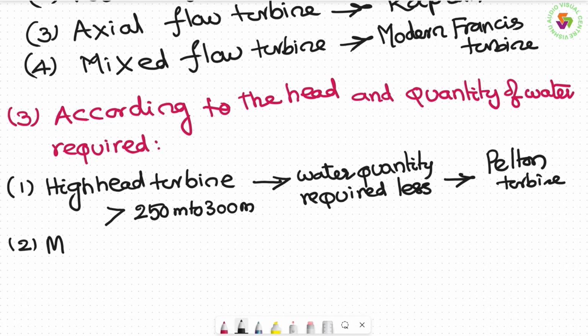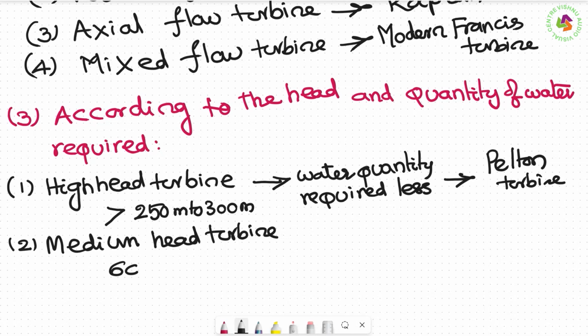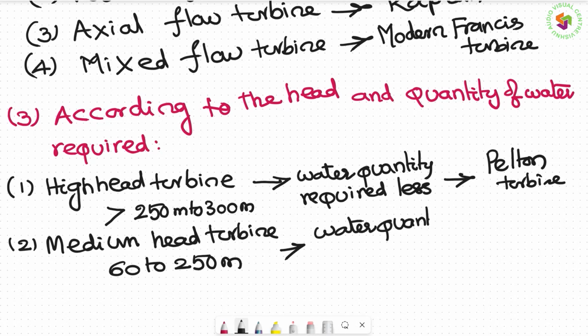Then medium head turbine. Medium head turbine means 60 to 250 meters. So naturally, the water quantity required is more than in the previous case. So this is a Francis turbine.